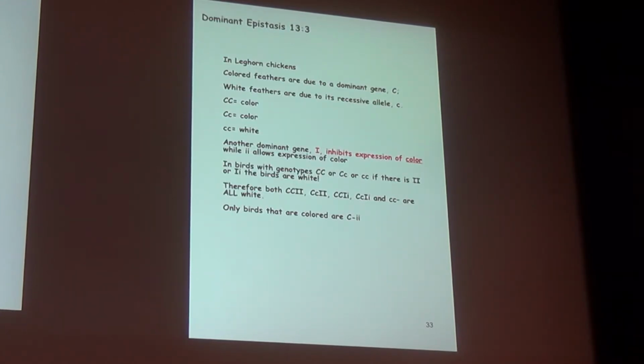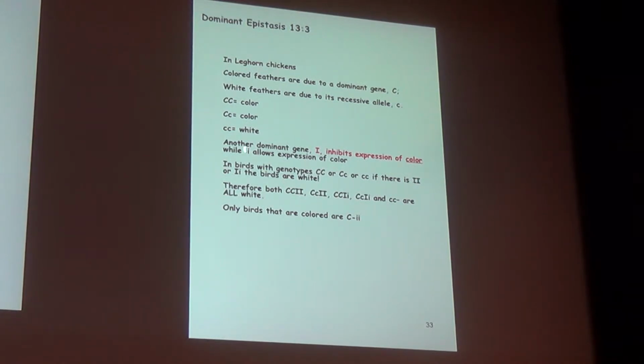Okay. Oh yeah, I do show you dominant epistasis 13:3. So dominant epistasis 13:3, you see that in basically color in chickens. Colored feathers are due to the dominant gene big C. White feathers are due to the recessive gene little c. So big C is color. Little c is white.